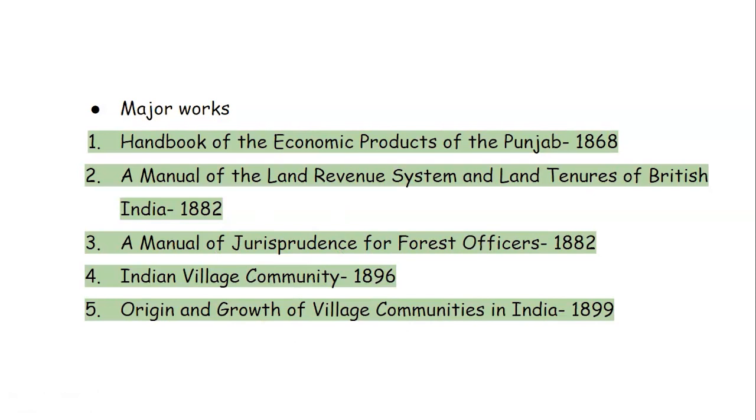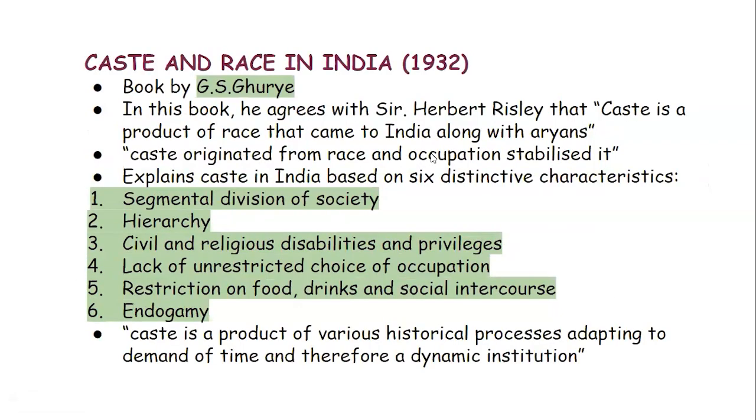Now let's move on to the next option, which was Caste and Race in India. I hope you are familiar with this book because it is quite famous. It is written by G.S. Ghurye, who is also very famous in this field, and this book was originally published in 1932. In this book, Ghurye agrees with Sir H.H. Risley that caste is a product of race that came to India along with Aryans.